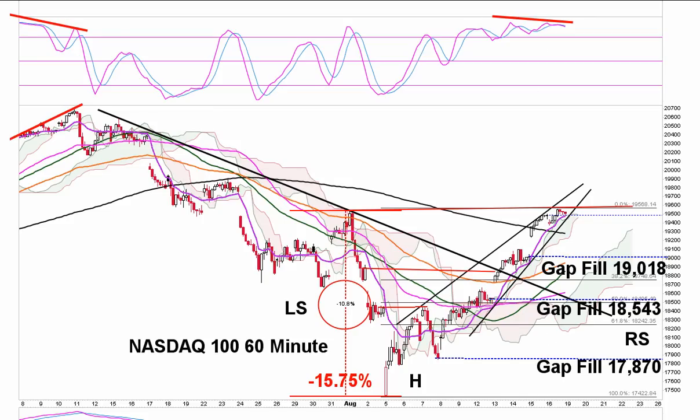Now, if we come down to the 50% retracement, that's very close to this 18,550 area. Beyond it, again, is this trend line right here that we could back test and near our 61.8 Fibonacci.